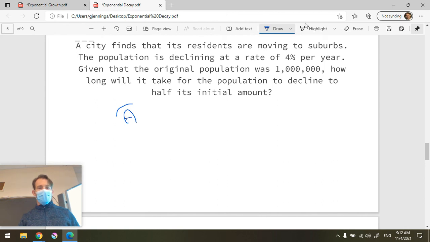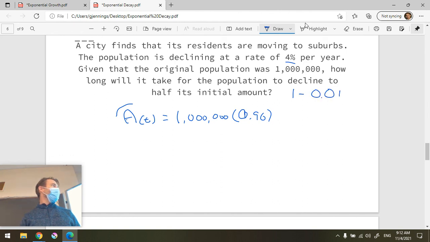So I will have A of t is equal to the original population, 1 million, multiplied by, it's not 1, 0.96, Siraj says. Siraj gets his growth factor of 0.96 by taking a look at a decline of 4% per year. So that's 1 minus 0.04, which gives me 0.96. Okay? And then I raise that to the power t.